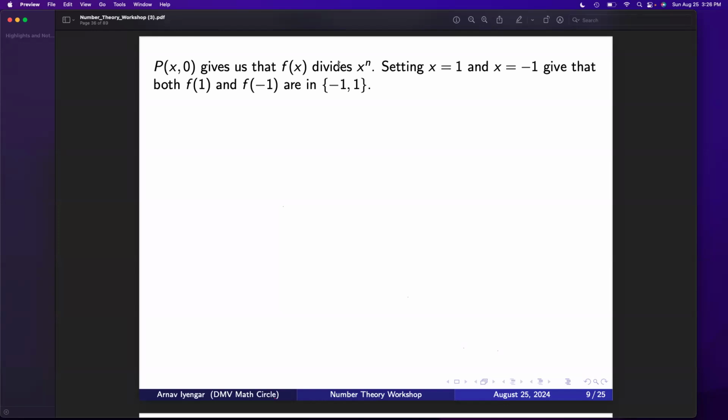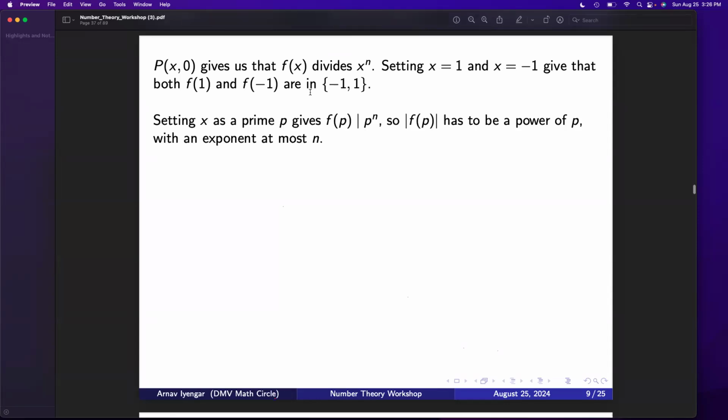Now as Harry said in the chat, another number that importantly does not have too many divisors is a prime. So if you have x to the prime p, f of p has to divide p to the power n. This means that the absolute value of f of p has to be something in between p to the 0, p to the 1, up until p to the n.